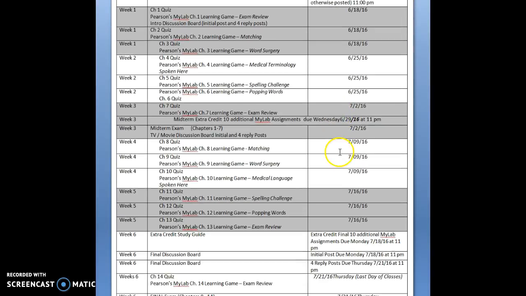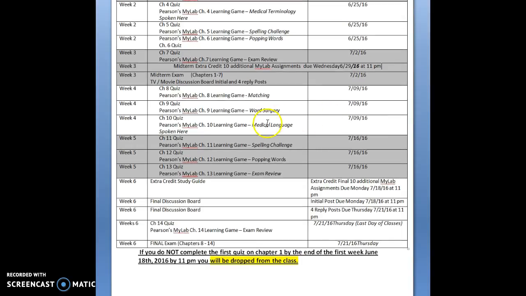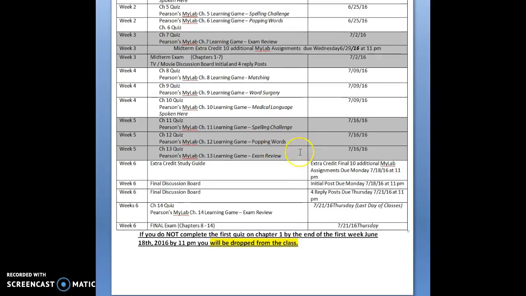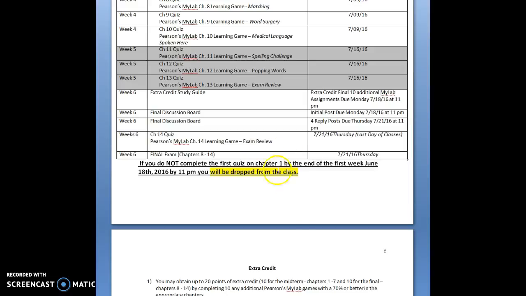Week 1, 2, 3, 4, 5, and 6. As you can see, it's pretty much three chapters a week, except for in week 3, there's only one chapter, but we have a midterm exam and a discussion board, and extra credit options need to be completed by the 29th of June. And then three chapters a week for weeks 4 and 5, and then in week 6, one chapter, another discussion board, and the final quiz and the final exam.